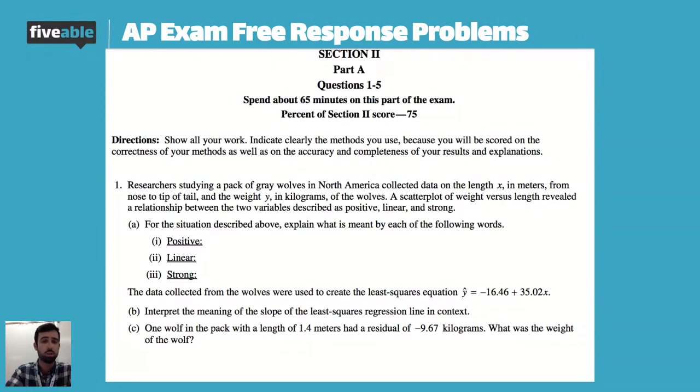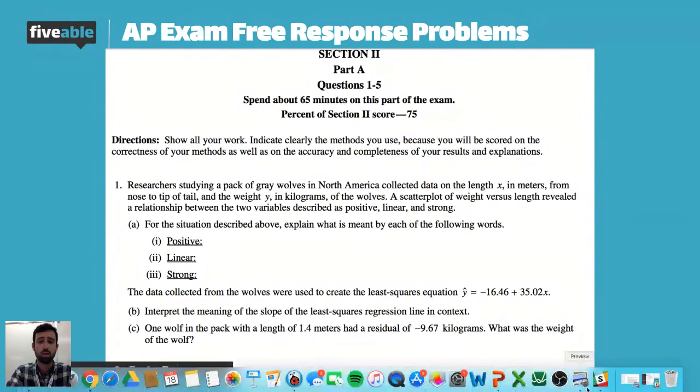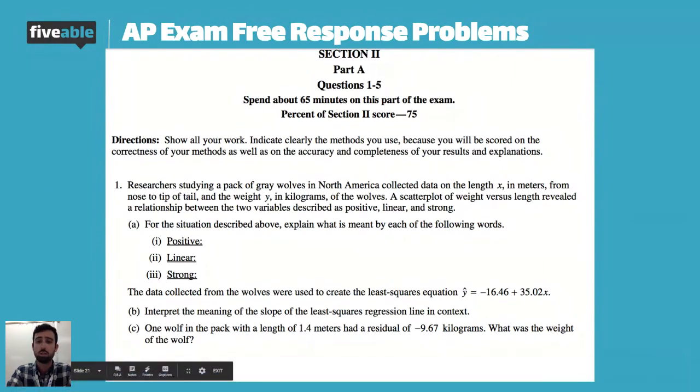So in this one, they wanted you to say something about how as the length in meters from the nose tip to the tail increased, so did the weight in kilograms. Again, one of those questions where they took an old concept and made a brand new question with it.